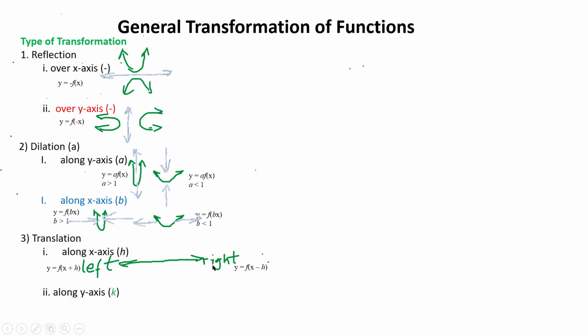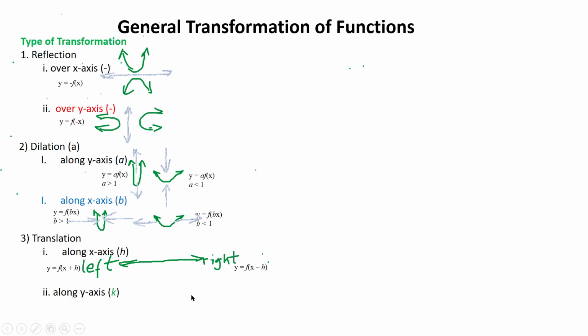If the graph must shift right, then you will need to subtract h. The h is a number, right? Remember, there's a minus sign between x and h inside the parentheses. We should not mistake this. We go to left, it's a plus. We go to right, it's a negative here, okay?